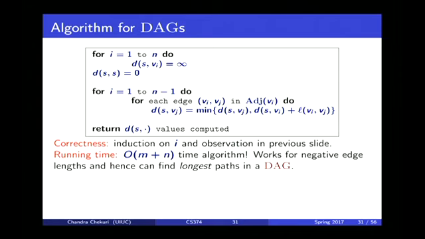I initialize everybody's distance to infinity. The source is the first guy, remember, because we threw out everybody before. So d(s) is 0. Then for i equal to 1 to n minus 1, I already found the distance from V1, which is the source, to the first i guys. So I want to find the distance to the i plus 1 guy. How do I find it?